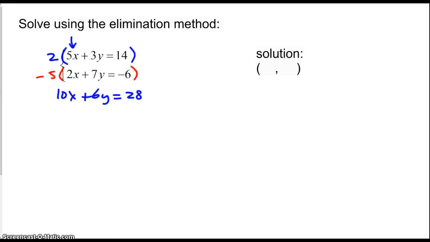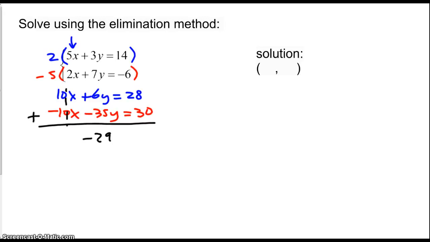Alright, so on the top I've got 10x plus 6y equals, let's see, that's going to be 28. And then on the bottom I'm going to have negative 10x minus 7 times 5 is 35y equals positive 30. Is that right? Positive 30. Okay, let's go ahead and add. Let's see, that means these are going to be eliminated. I'm going to have, let's see, 35 minus 6 would be negative 29y, is that right? And then this would be, let's see, 58. Okay, and if I divide both sides by negative 29, then y is going to be negative 2, right? Y is negative 2.